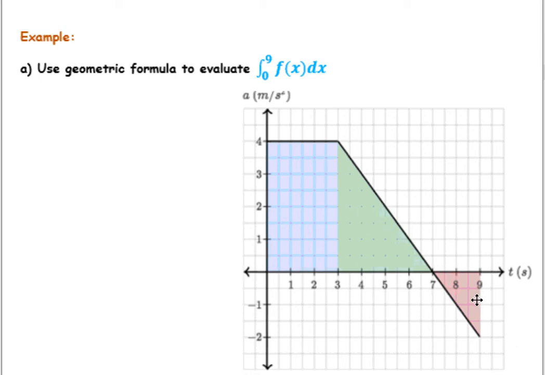A rectangle, a triangle, and a triangle. Or you could think of it as a triangle and, what's another name for this shape? A trapezoid. Yeah. Trapezoid is American and trapezium is British. But that's not half, that's like three quarters. Actually, technically, this could be the whole trapezoid.